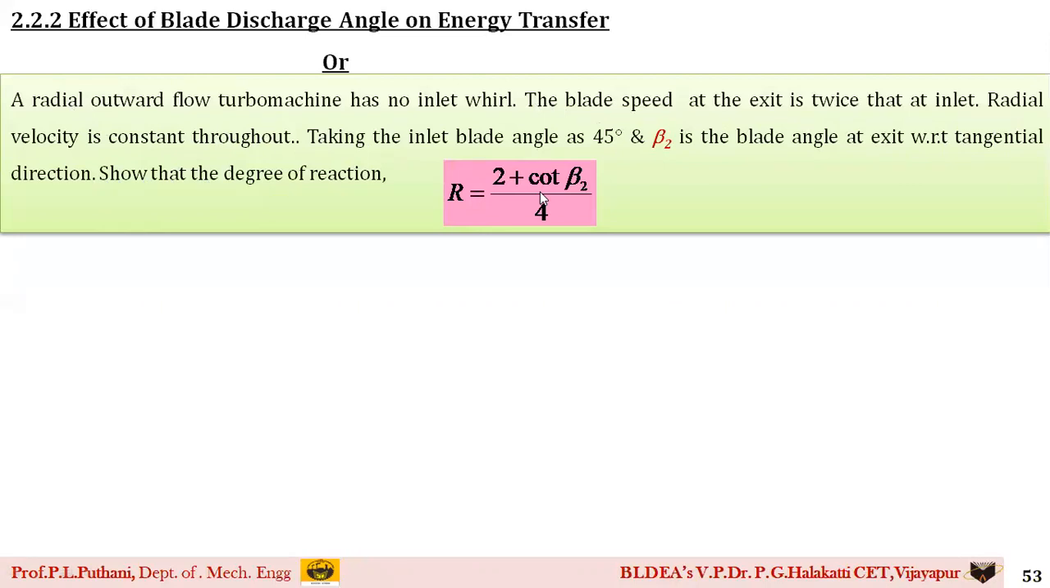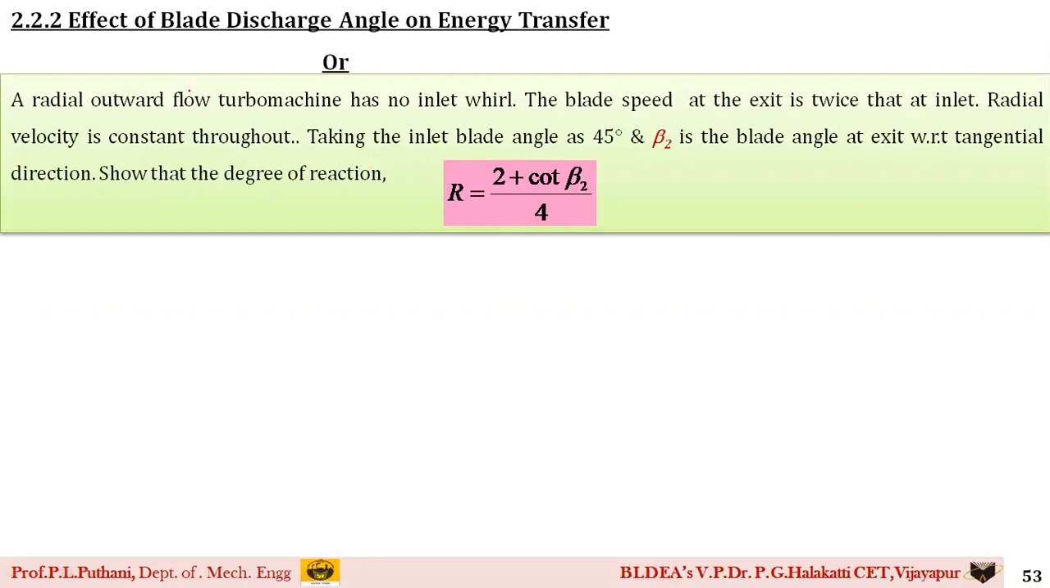These are the conditions given, and you need to prove that the degree of reaction R is equal to (2 plus cot beta 2) by 4, in the form of a statement or a heading, that is, the effect of blade discharge angle on energy transfer, which we will be discussing right now. Before we start, let us read the statement given to us very carefully.